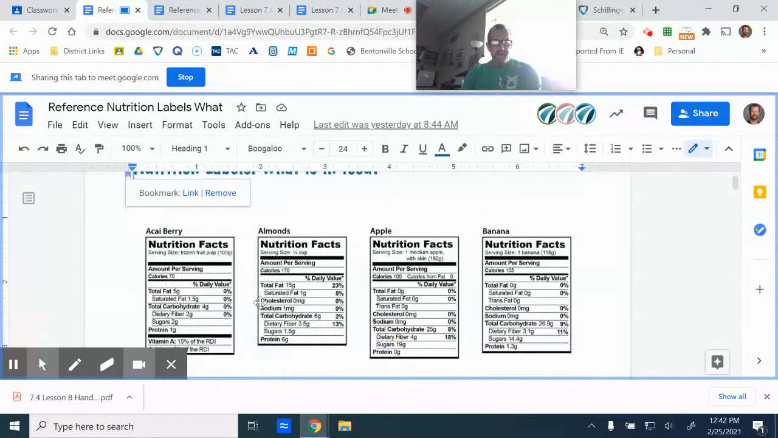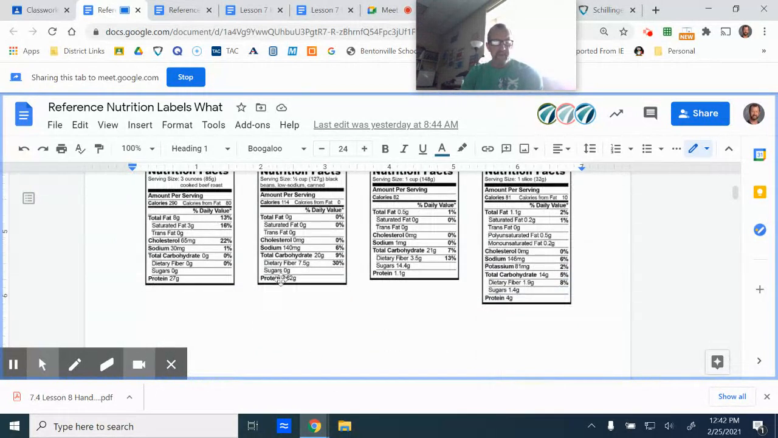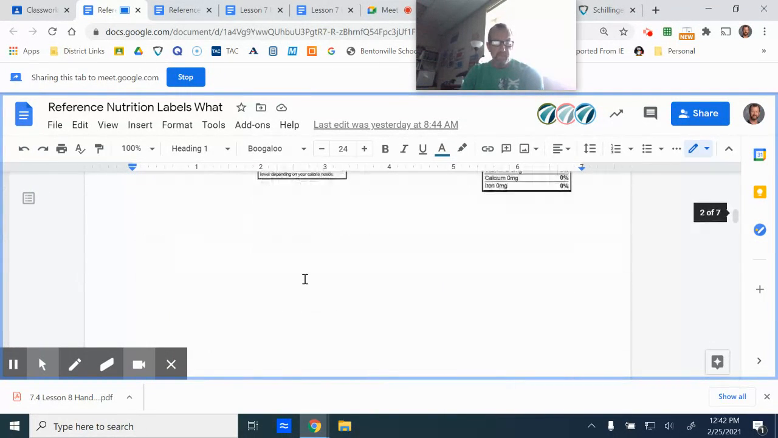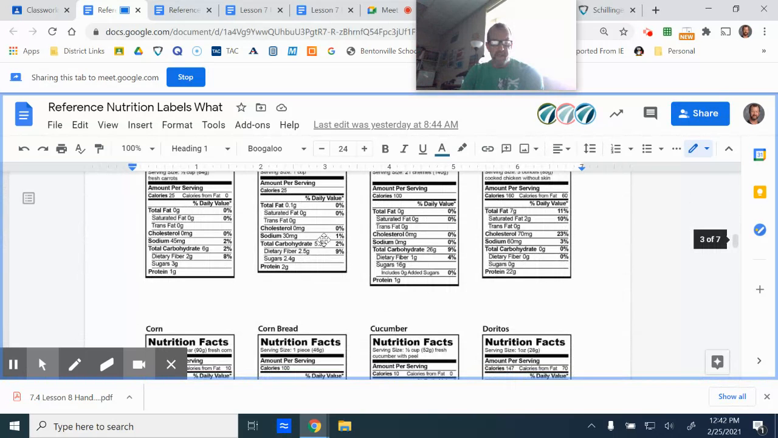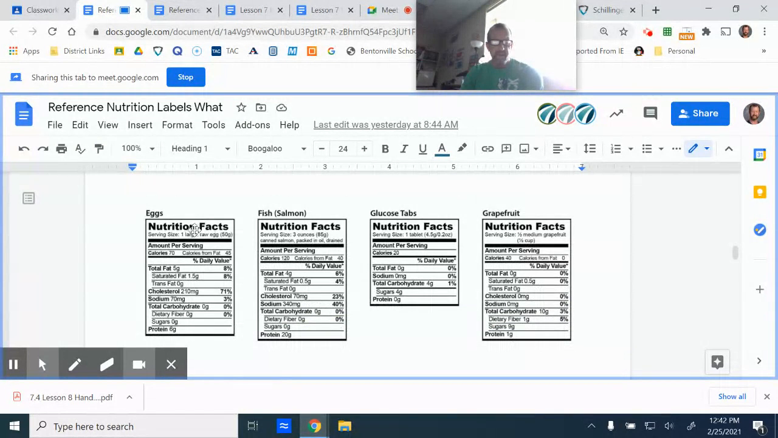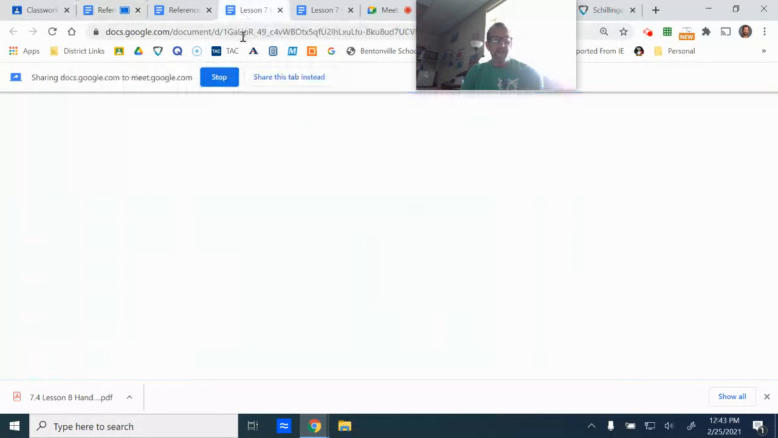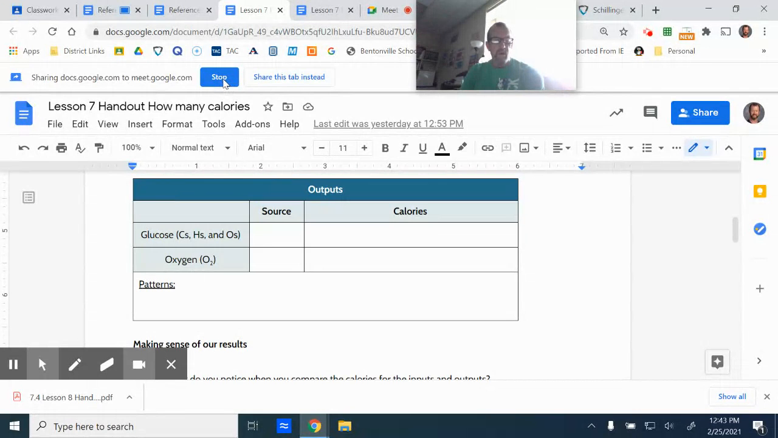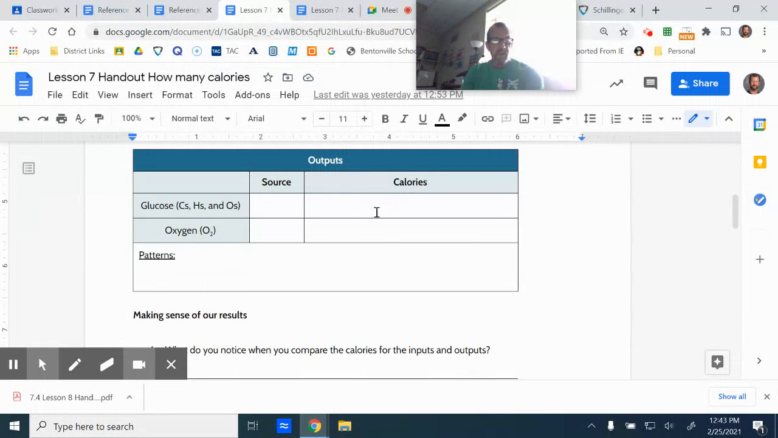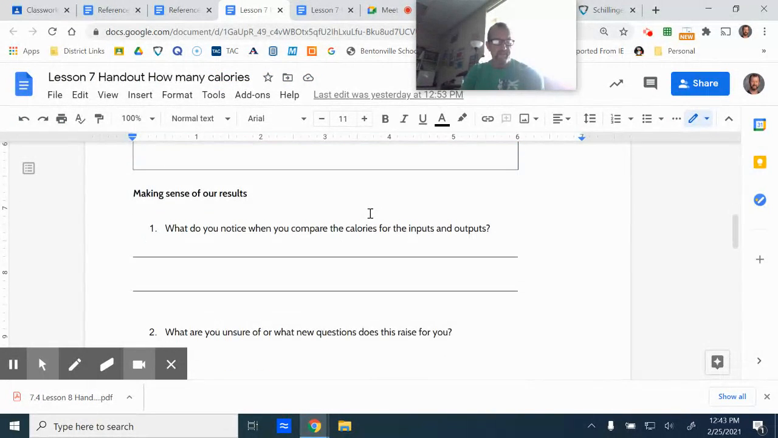and I go down through here and I look for glucose. It's alphabetical. So we got C's, E, F. It says glucose tabs, which is pure glucose. One serving of glucose is 20 calories. So the answer for calories with glucose would be 20 calories.